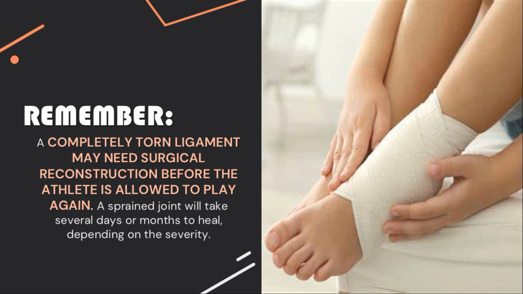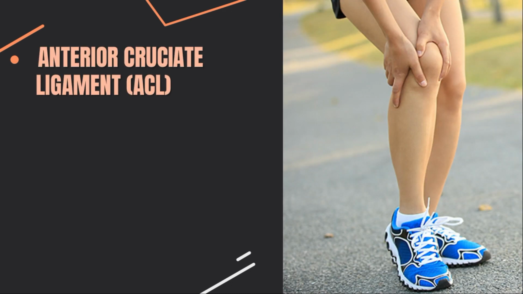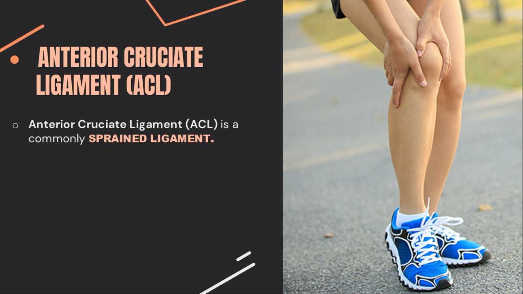Okay, so depende kung gaano kalala yung sitwasyon natin. And another example ng ating sprain, meron tayong tinatawag na anterior cruciate ligament or ACL. Ito ay kadalasan natin naririnig sa sports na basketball or volleyball. Okay, common na common ito. So, si ACL or si anterior cruciate ligament ay isang example ng sprained ligament. Again, anterior cruciate ligament is a commonly sprained ligament.